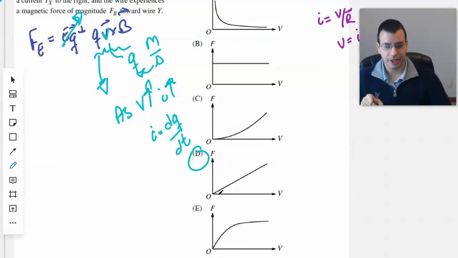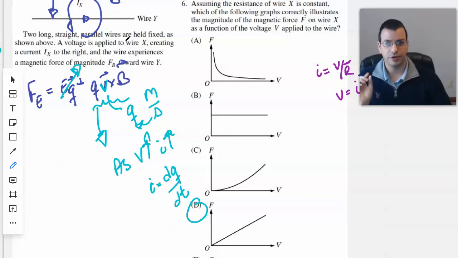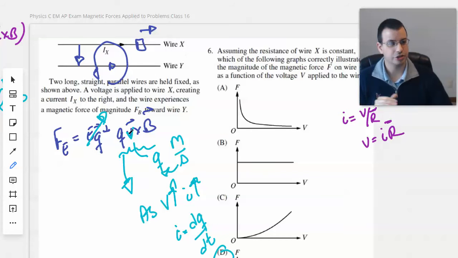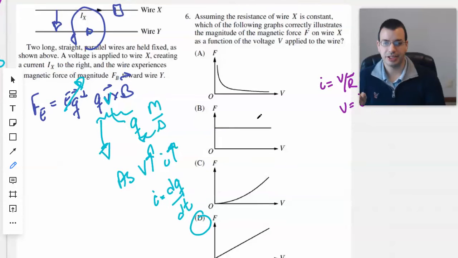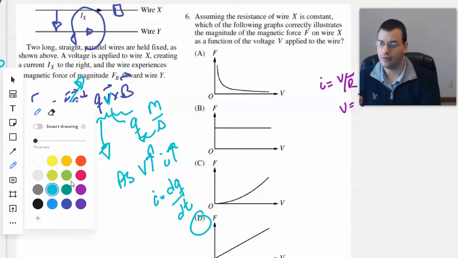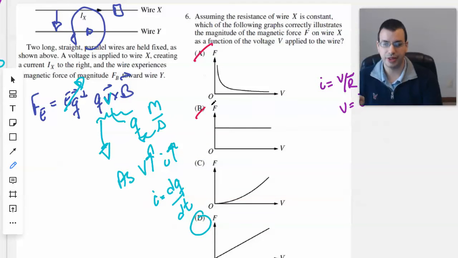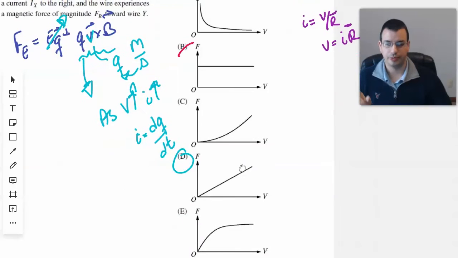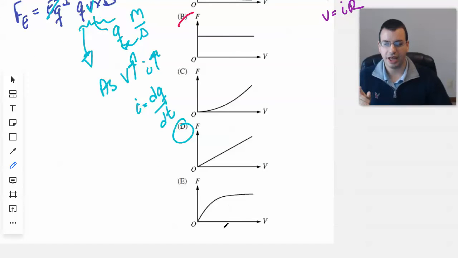If you look at the beginning here, they're going to all be 0. If there is no current flowing through X, then there's going to be no attraction between the wires. So that basically cancels out this one and that one because they don't start at 0. We know that as current goes up, it can go up forever. It's not going to level out at some point. So this would be like a capacitor or something. So it can't be that one.